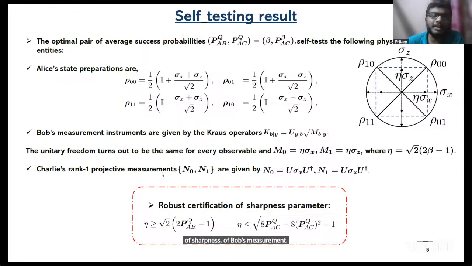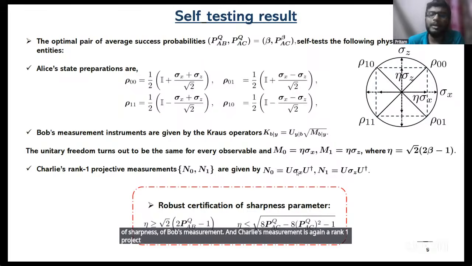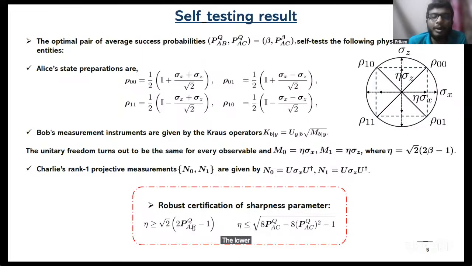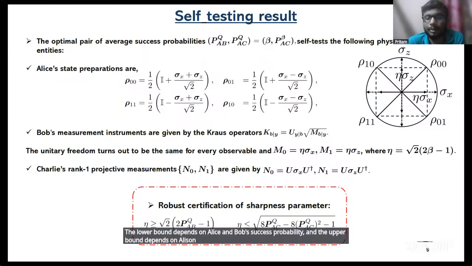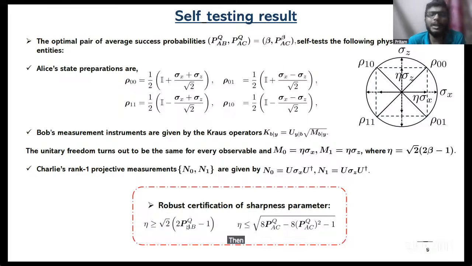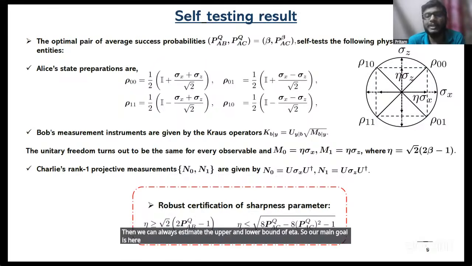And Charlie's measurement is again a rank-1 projective measurement, up to some local unitary, sigma x and sigma z. If we solve some mathematical equations, we get a lower bound and an upper bound on eta. You can see that these bounds depend on probabilities. The lower bound depends on Alice and Bob's success probability, and the upper bound depends on Alice and Charlie's success probability. So in an experiment, if we calculate PAB and PAC, we can always estimate the upper and lower bounds of eta. Our main goal here is to certify this eta parameter.